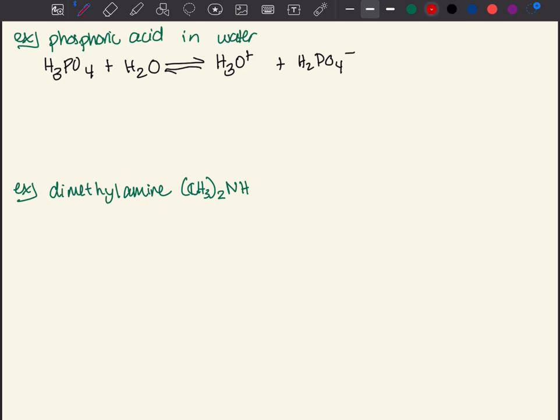Now, the phosphoric acid is my acid, which means water has to be my base. And I find hydronium ion, so I know that has to be my conjugate acid.